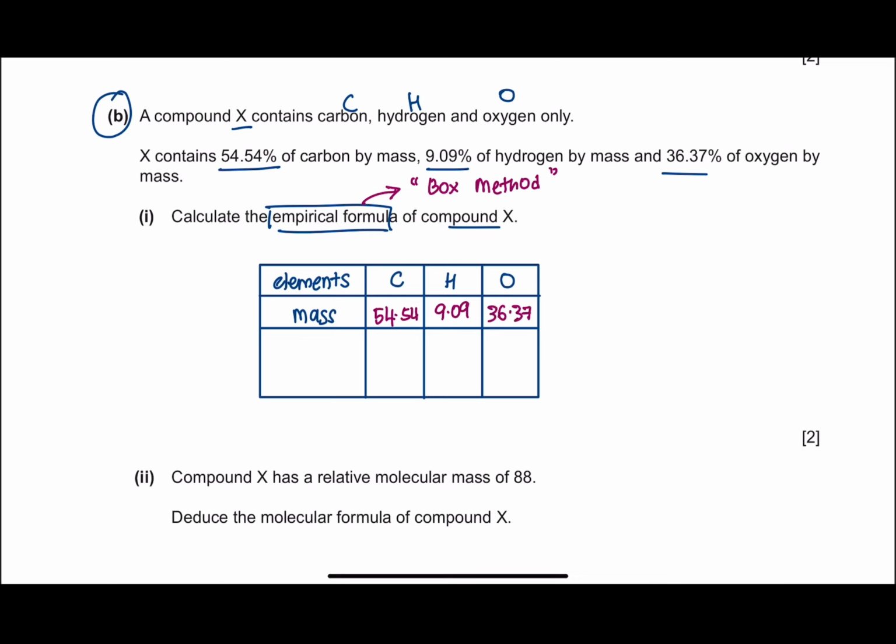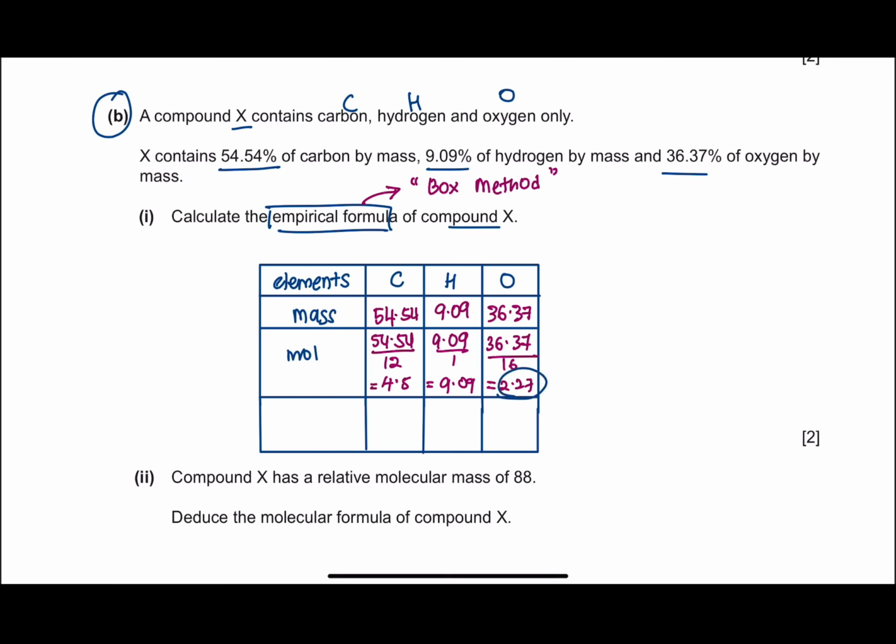The next thing to do would be to find the mole for each of these elements. In order to find the mole, you need to divide the mass by molar mass. So this will give you a mole of 4.5 of carbon, 9.09 of hydrogen, and 2.27 of oxygen. Now the next thing you should do is to find the ratio by dividing it with the smallest value that you have from the number of mole. So this is what it is going to look like.